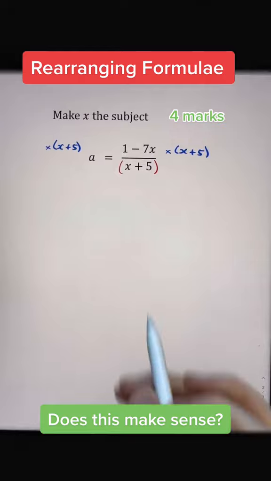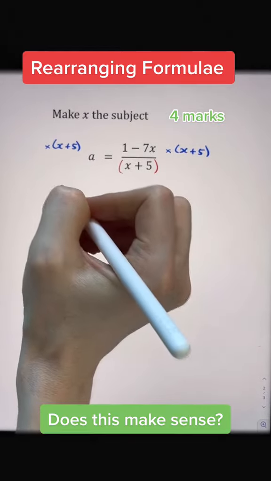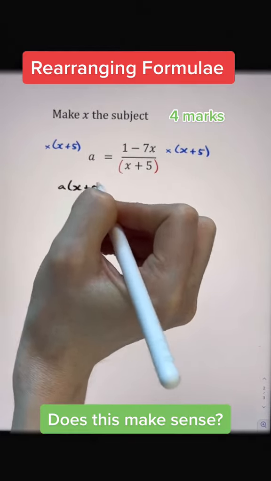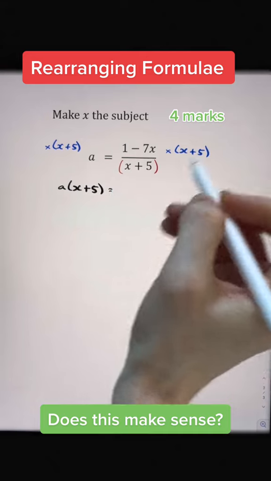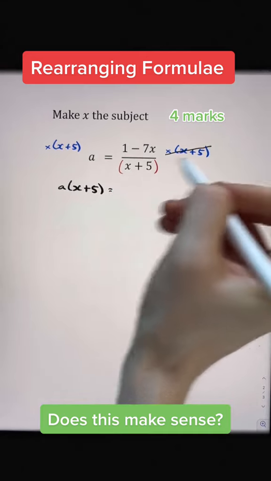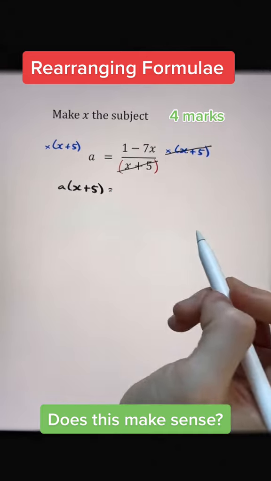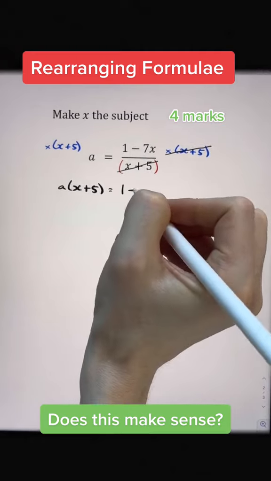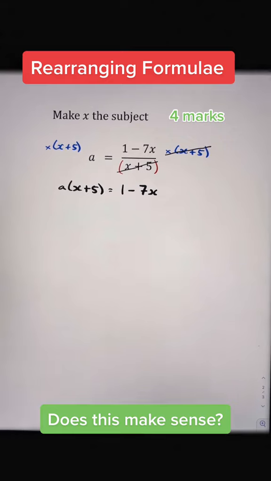On the left-hand side, therefore, I have a multiplied by, in single brackets, x plus 5. On the right-hand side of my equation, I know that multiplying by x plus 5 and dividing by x plus 5, they're the opposite, so they'll cancel. That will leave us with the numerator, which in this case is 1 minus 7x.